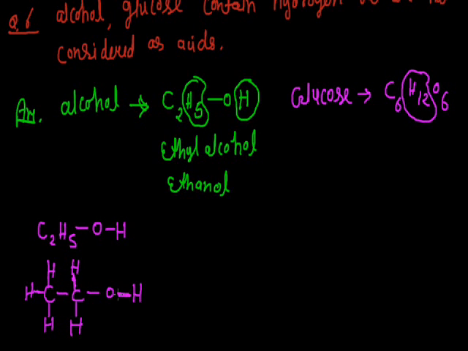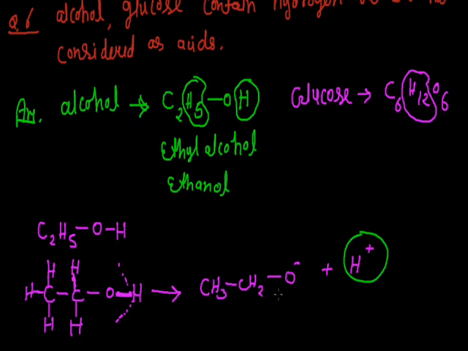So this bond easily breaks, since the bond pair formed by one electron of oxygen and one electron of hydrogen easily breaks, because the electronegativity of oxygen is greater than hydrogen. So this bond is easily broken and gives new species: CH3CH2O negative and H plus. Now alcohol gives H plus ion, so it will be acidic.